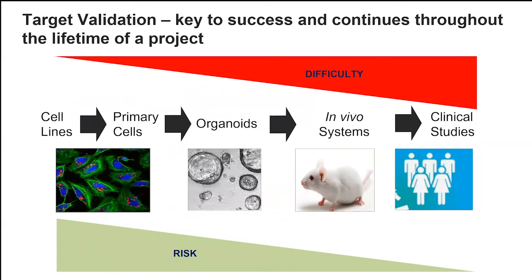In terms of target validation, this is absolutely key to success and is obviously something that continues throughout the lifetime of a project. And as you increase the biological complexity of the system, looking at cell lines, primary cells to organoids, then going in vivo and clinical, it becomes much more challenging as that biological system is more complex. But at each step, as you achieve positive data, you're validating your target and decreasing the risk of your project.